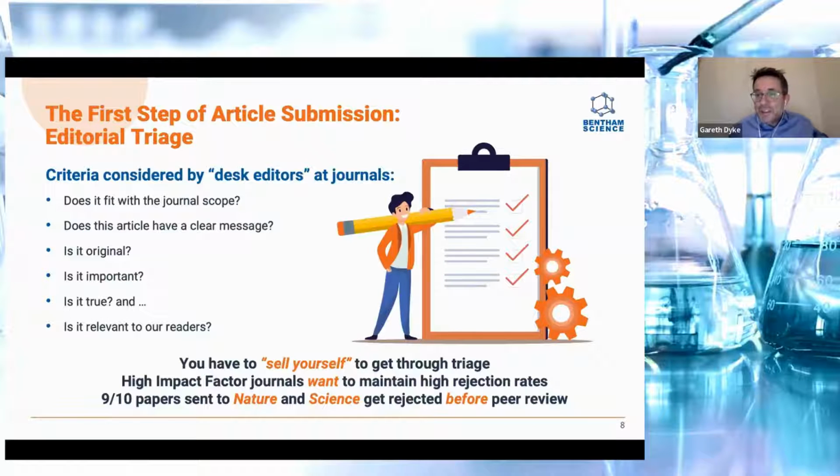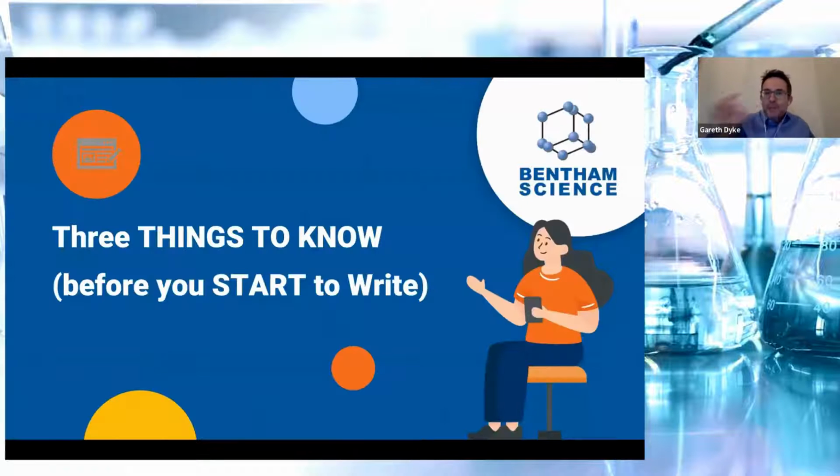Don't forget that Nature and Science, those big high impact factor journals where we all want to publish our research, have huge, massive, ginormous rejection rates. 9 out of 10 papers that get sent to Nature and Science get rejected before peer review. So you need to do all that you can to make sure that your submission, your fantastic research, gets into that top 10% of articles that editors look at and think, I am going to send this out for peer review. I'm interested in this research. I am going to share it with the journal peer reviewers.